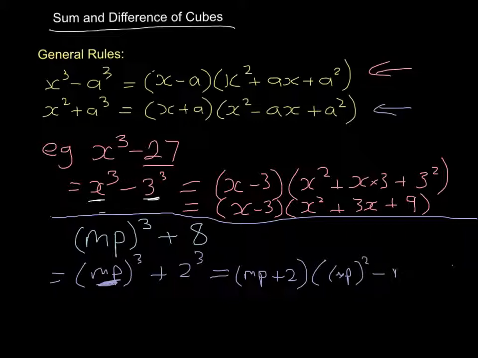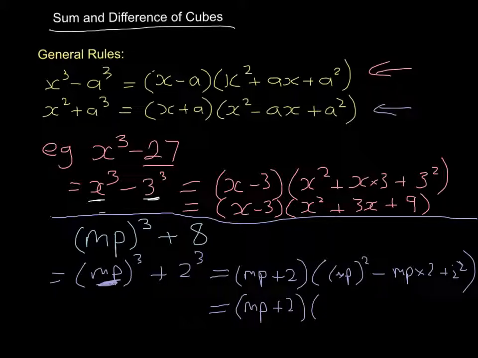take away mp times by 2, and plus 2 squared, like so. And then I'll simplify this and rewrite it. So it'll be equal to (mp + 2). And then for the second bracket, what I'll actually do is expand out that bracket, so it's going to be m squared p squared, take away 2mp, plus, and 2 squared is 4. And that one's factorised. Okay, we'll move on to the next example.